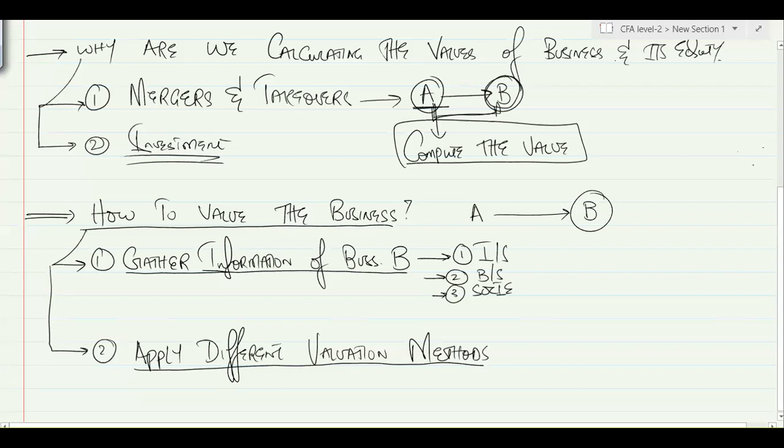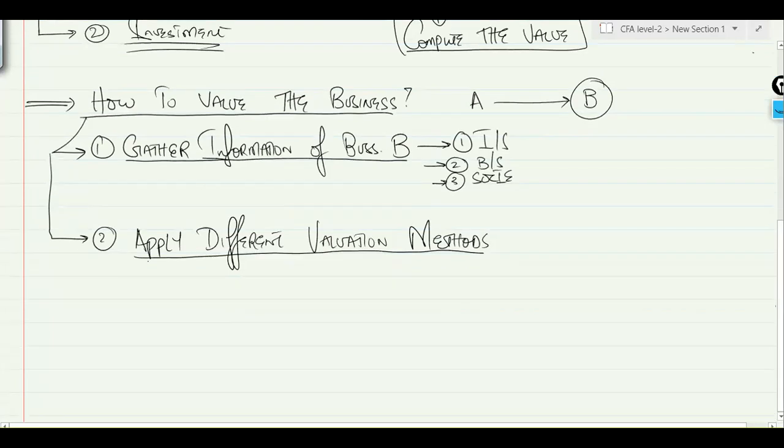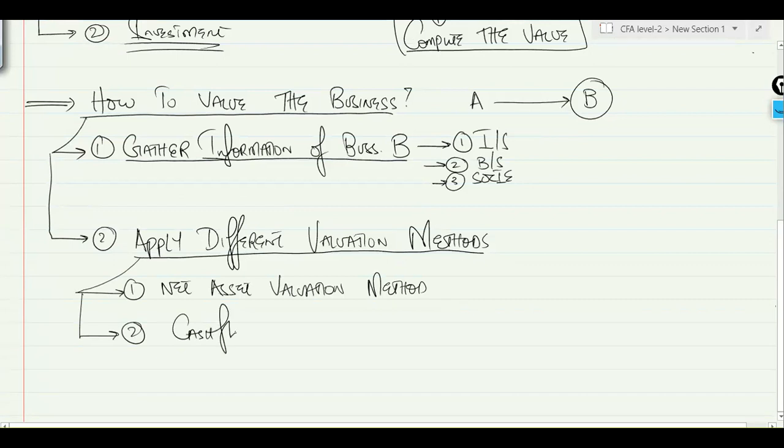What different methods do we have? Basic three methods we have. Number one is said to be net asset valuation method. Number two is said to be cash flow method. And number three is said to be income based methods.